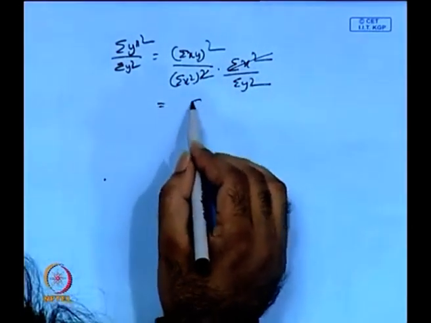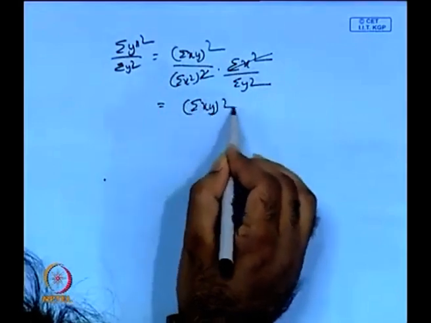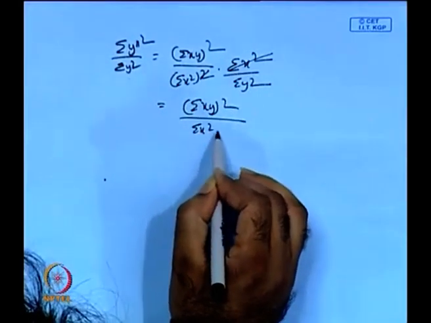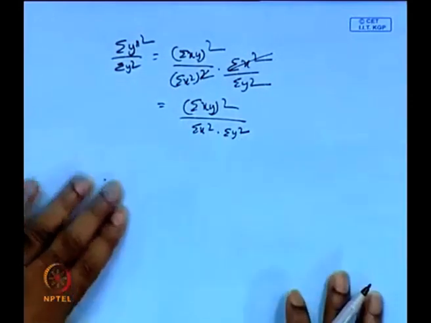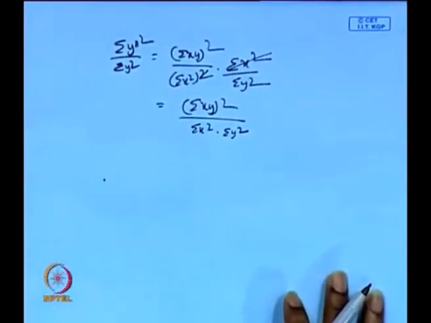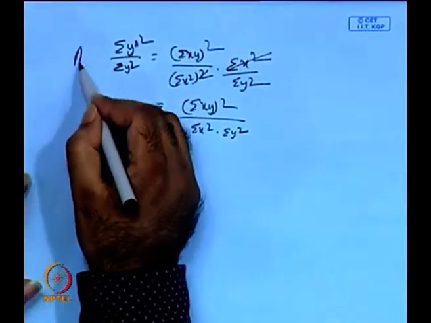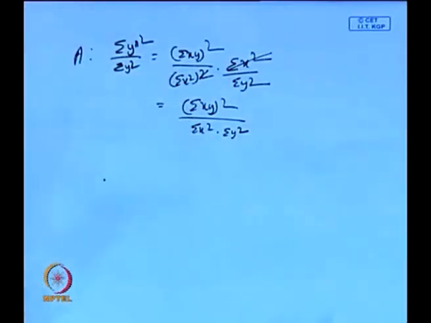So, that means it is nothing but summation x y whole square by summation x square into summation y square. This is the left out term from this component. So, that means this is what we have received from part A. If we expand part A, that is the ratio between explained sum square to total sum square.